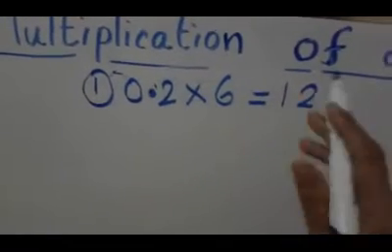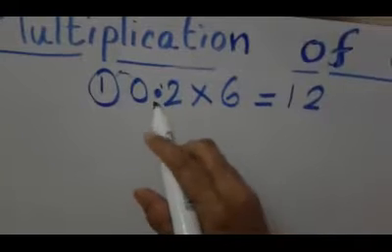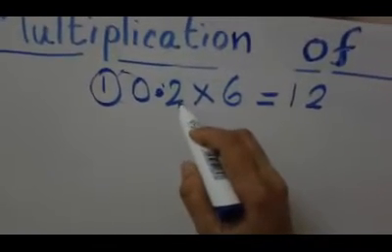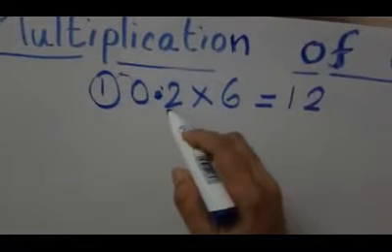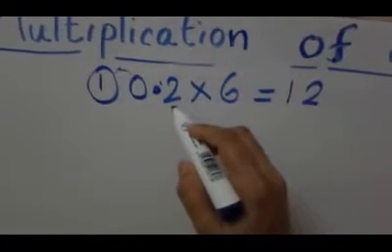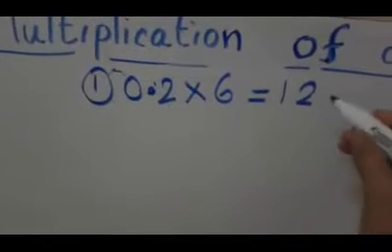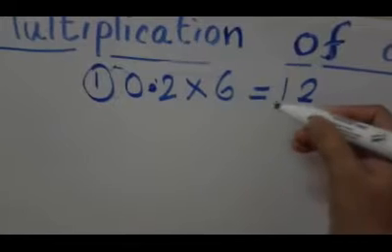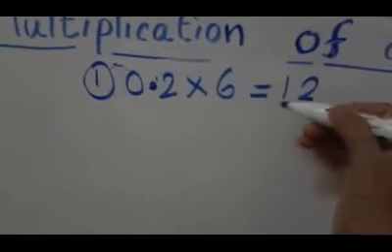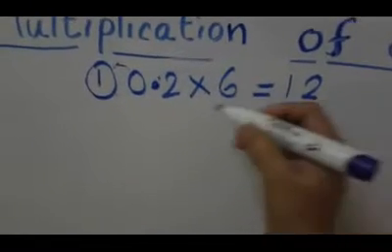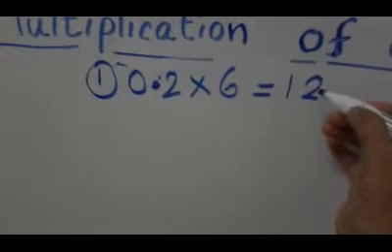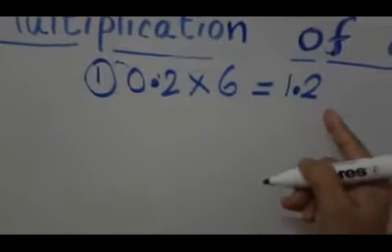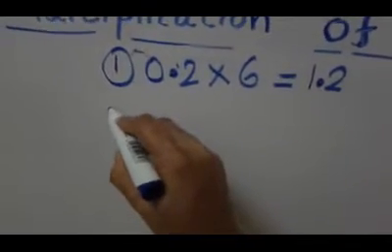Then after this you want to check how many numbers there are after the decimal on the right side. Only one number, one place. So from this place you have to move leftwards, backward. Only one place means one number after which you put the decimal. So the answer is 1.2. Let's go to another example.